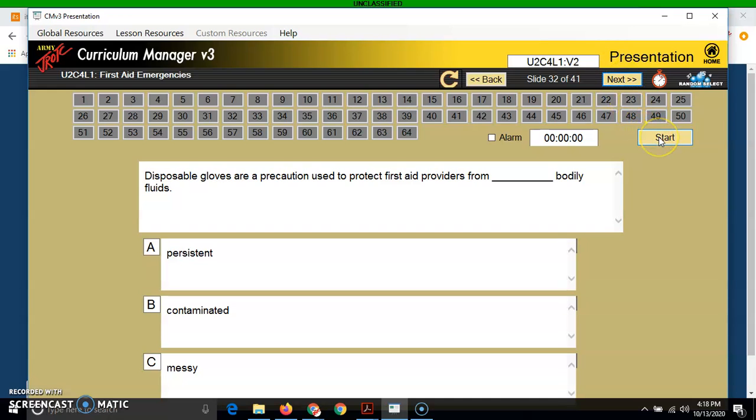Disposable gloves are precautions used to protect first aid providers from blank bodily fluids. Is that persistent, contaminated, or messy? And we said that about universal precautions, contaminated bodily fluids.